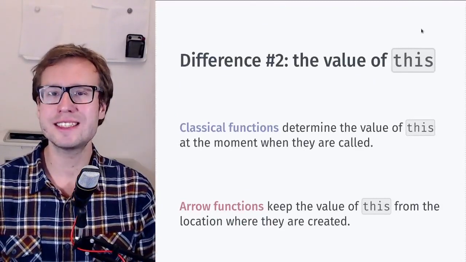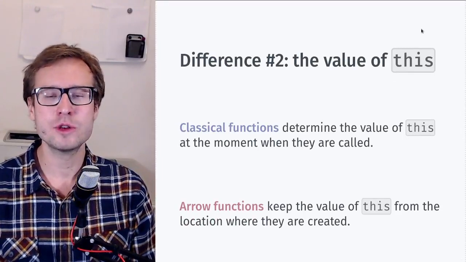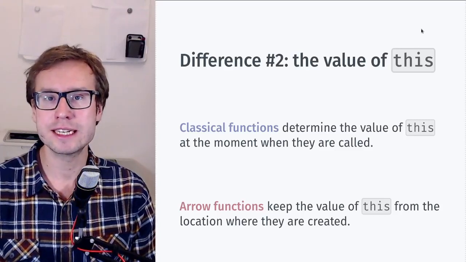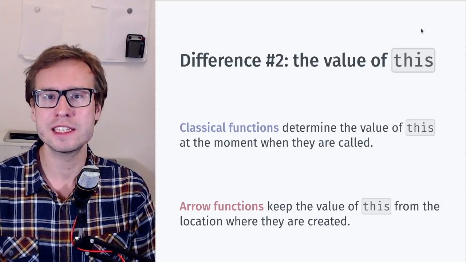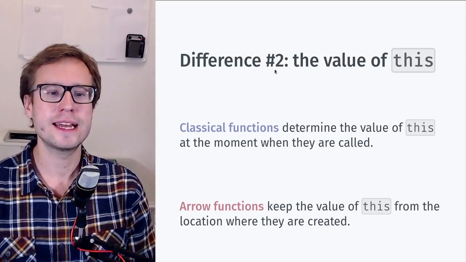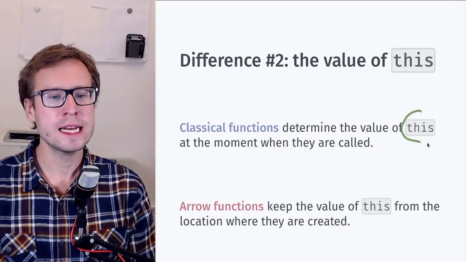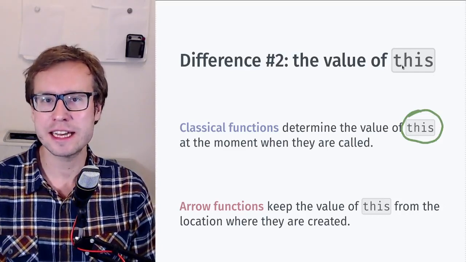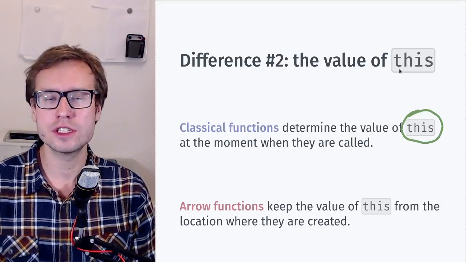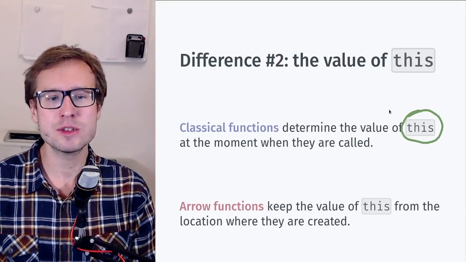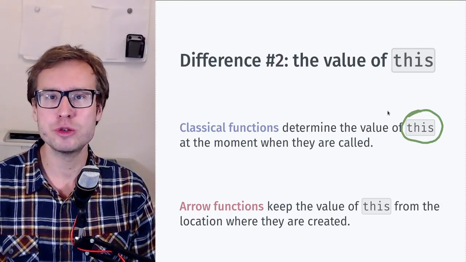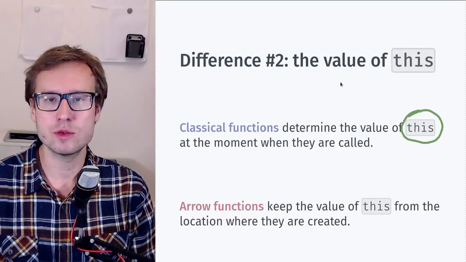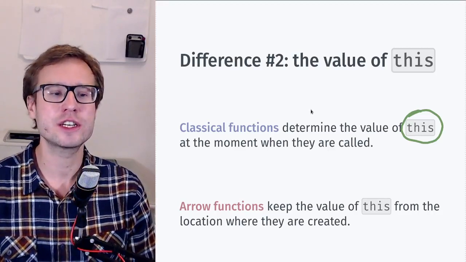Okay, so difference number 2, and this is probably the big difference that is the most deliberate. When arrow function expressions were added to JavaScript, this was a big deal because it was almost enough to justify the entire existence of arrow functions. And it's the value of this. So what is this? It's a keyword. It kind of acts like a variable, and it's the source of a lot of confusion, unfortunately. This is one of those features of JavaScript that maybe introduces more confusion than it helps. But it happens to be the key difference between classical functions and arrow functions.